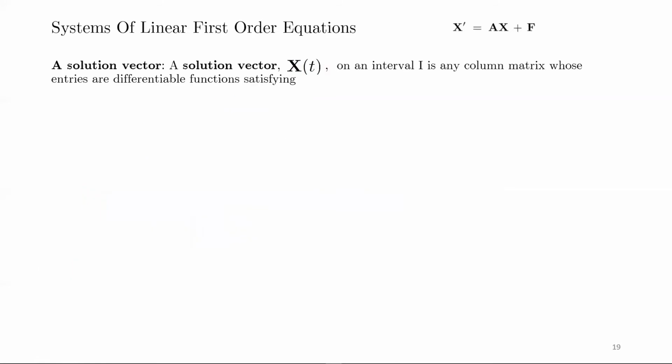Okay, so in the scalar case in units 1 and 2, where we were just solving one ODE, we had solutions which we often represented as x of t equals some scalar function of t. For a system of linear first order equations, we actually have a solution vector. Okay, and a solution vector is any column matrix or any vector whose entries are differentiable functions and they satisfy the ODE on some interval. So any solution vector that satisfies this ODE is a solution of the ODE.